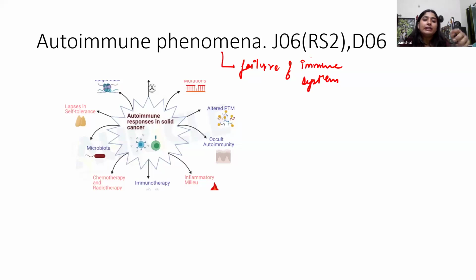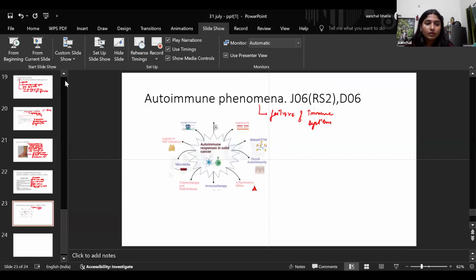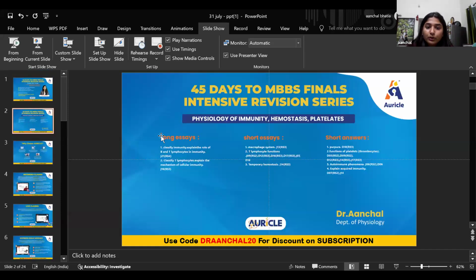So this is all about today's class. I guess we have covered all the important topics. We have covered immunity, T lymphocytes, macrophage system, T lymphocyte function, temporary hemostasis, purpura, platelet function, autoimmune phenomena, and acquired immunity. I hope you find this class helpful.